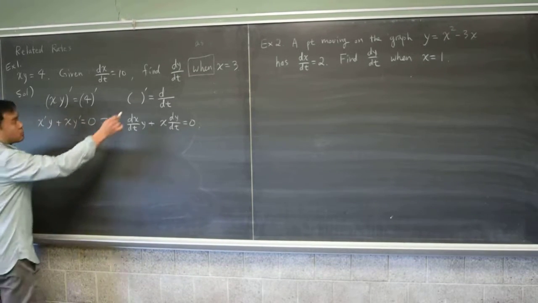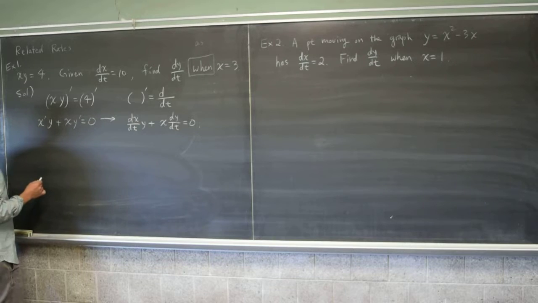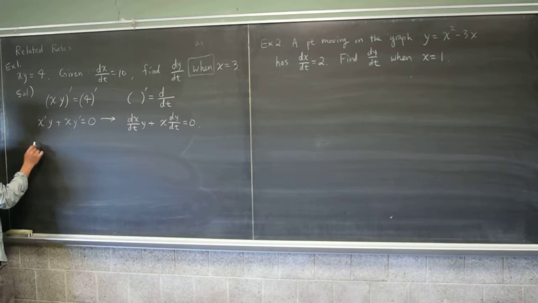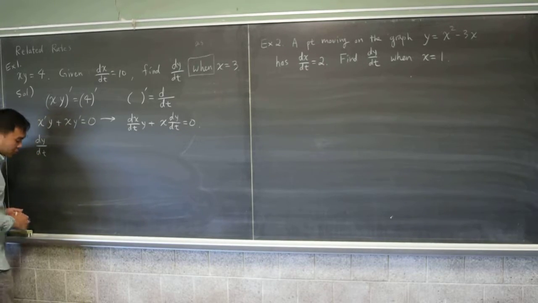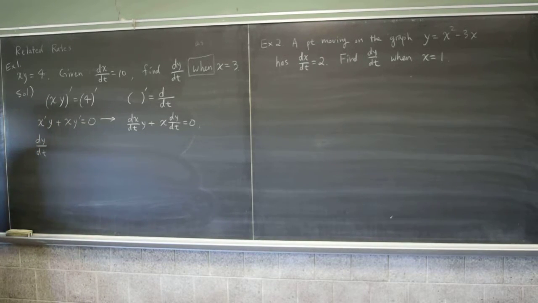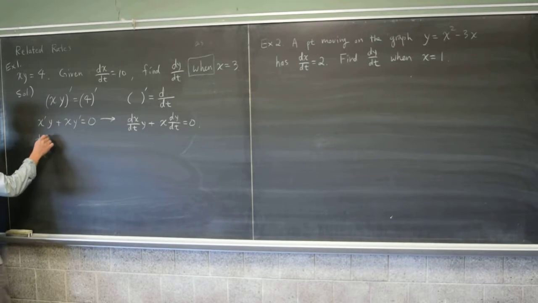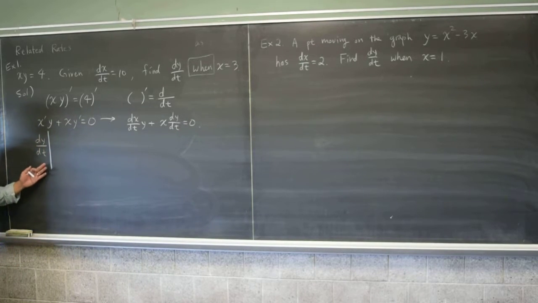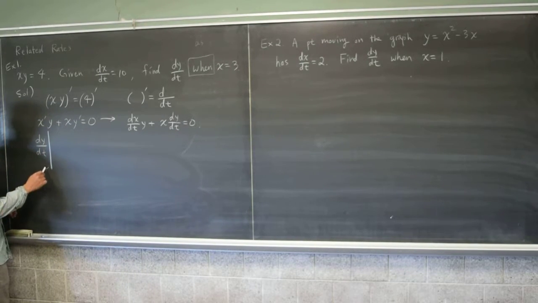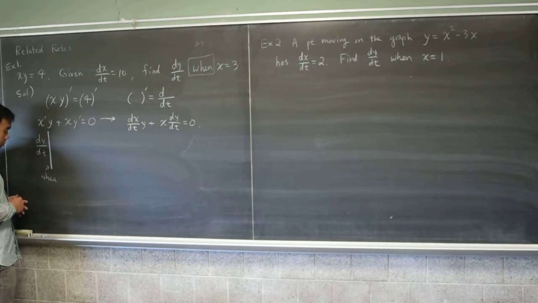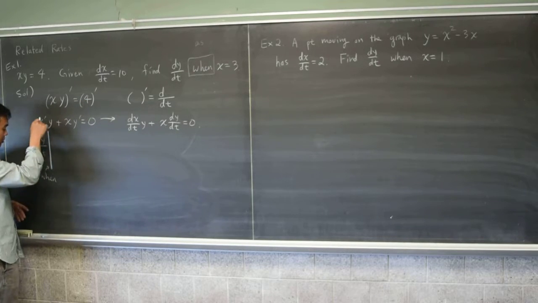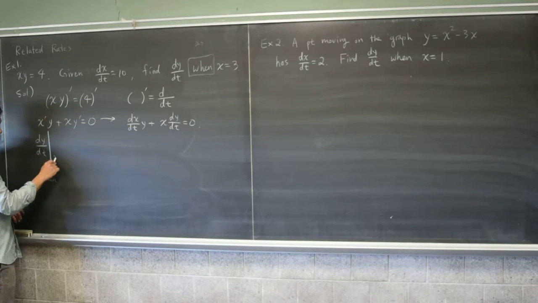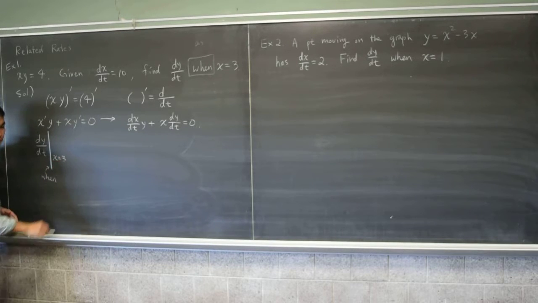And now let's go to the question and see what the question is asking. It's asking for dy/dt, and here's a very important symbol that I want you to use, so I'm going to use a different color. This straight line down, okay? That's the symbol for "when." And then, what does it say? dy/dt when x equals 3. So you write down x equals 3 after.